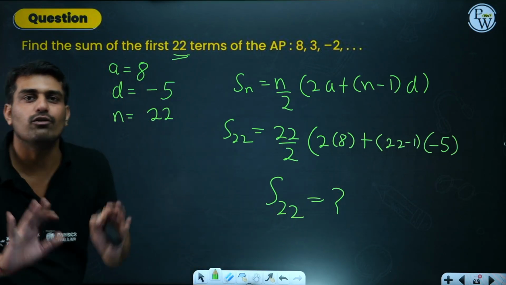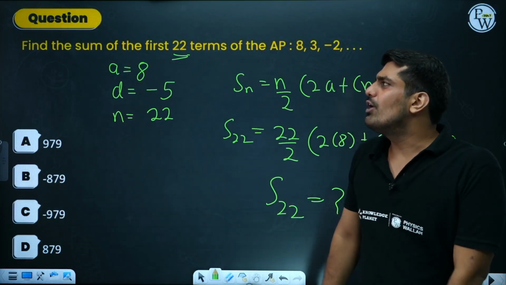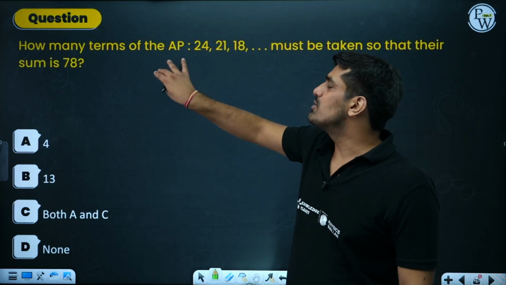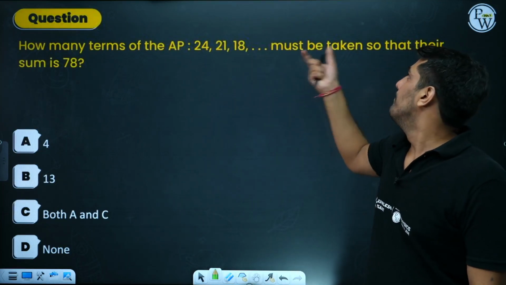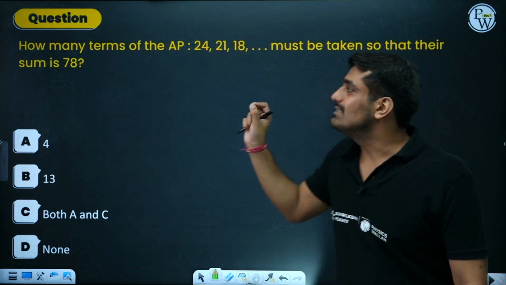That's it. Done for the day. Not at the moment for this question over here. Moving on to the next problem. How many terms of an AP, the AP is given to you, must be taken so that their sum is 78?